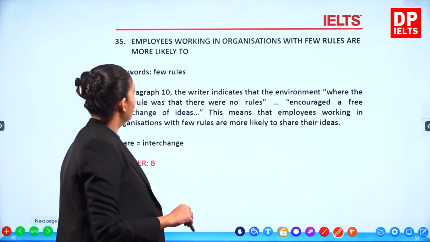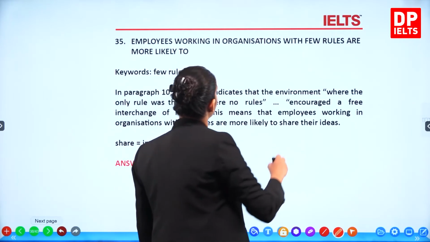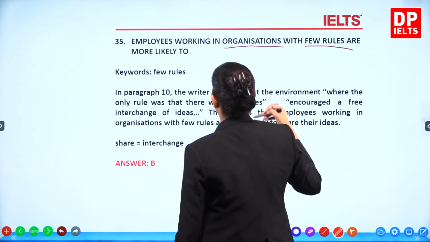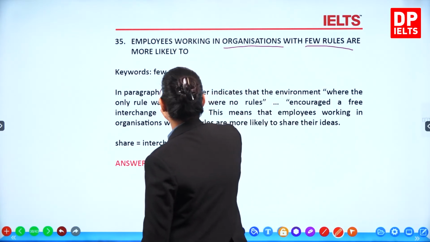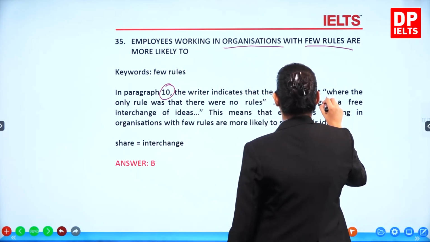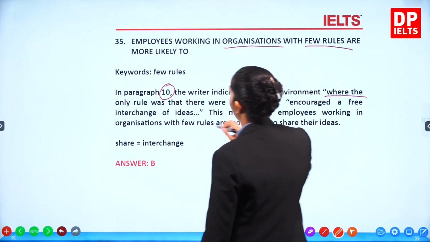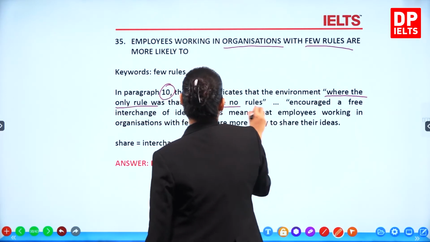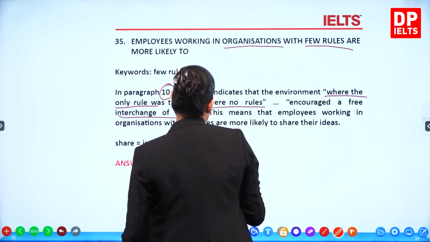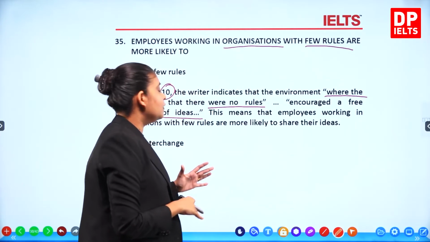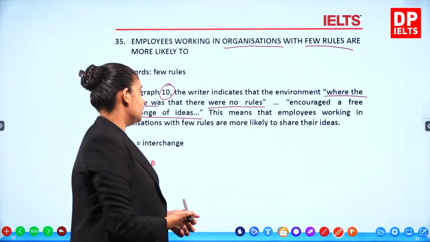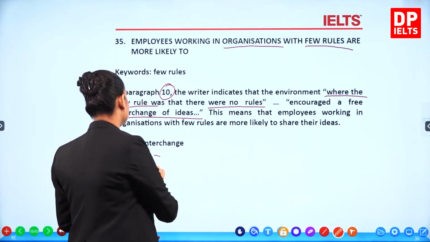35. Employees working in organizations with few roles are more likely to do what? Para 10. If you go there and read, it indicates that the environment where the only rule was there were no rules encouraged a free interchange of ideas, which means when there were fewer rules, they were more likely to share and exchange their ideas. So the answer is B.